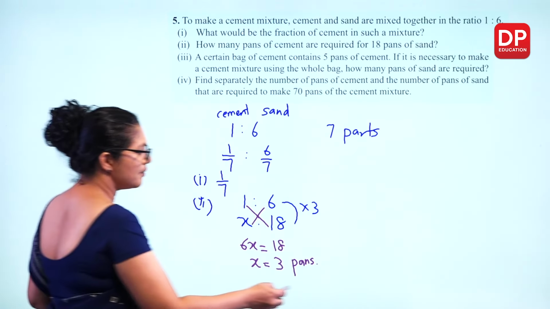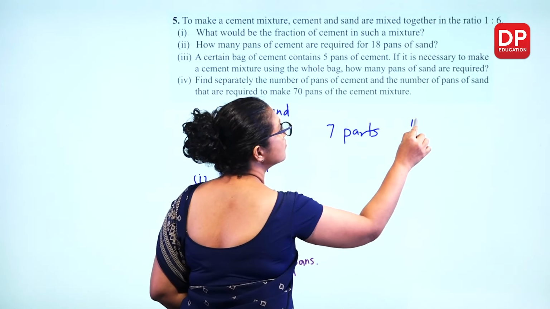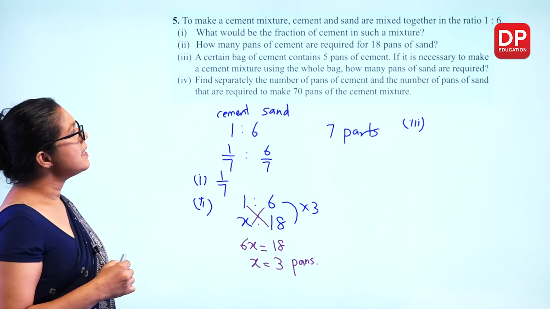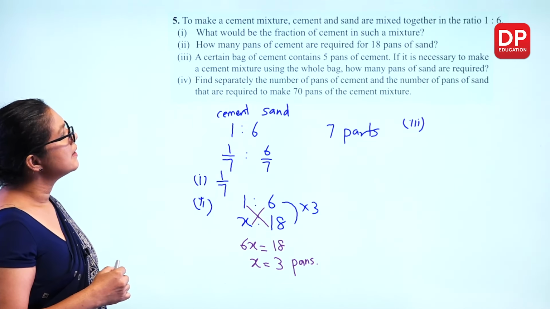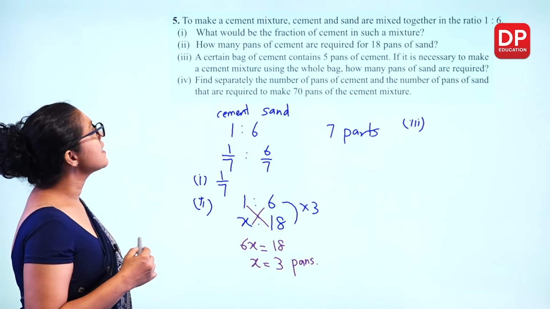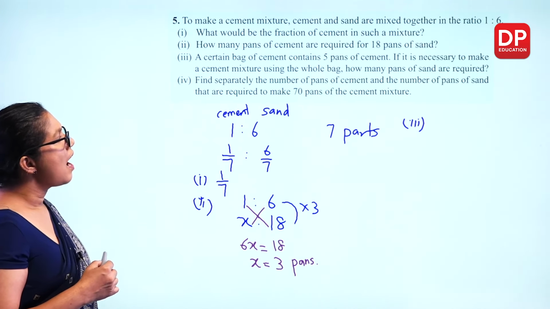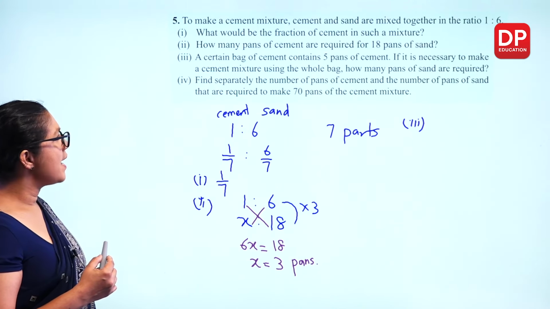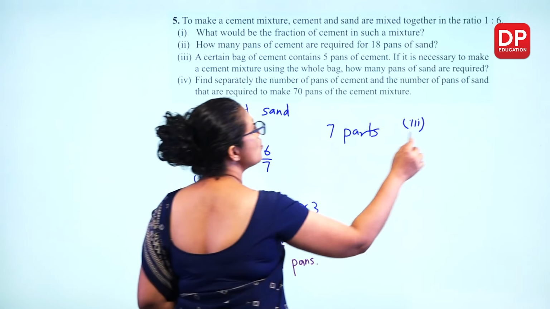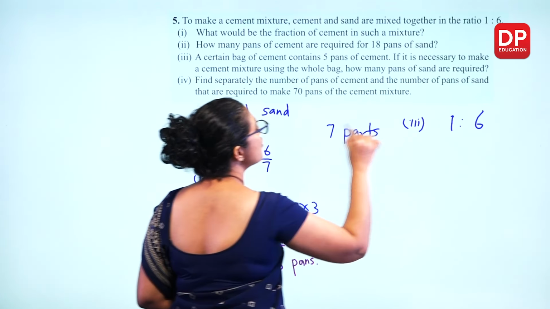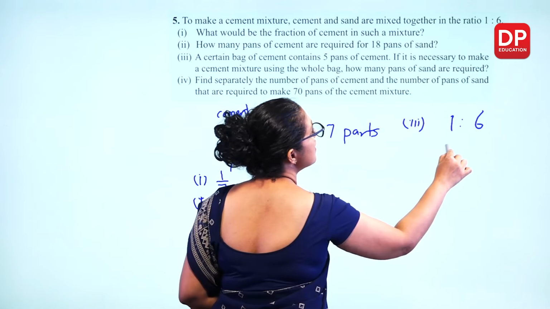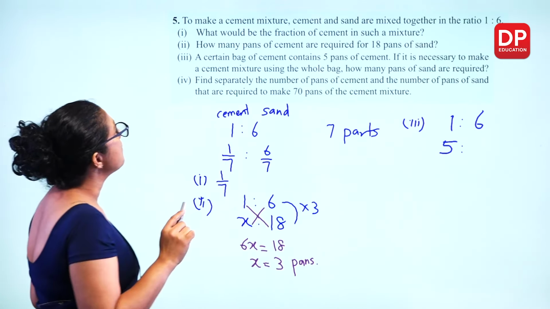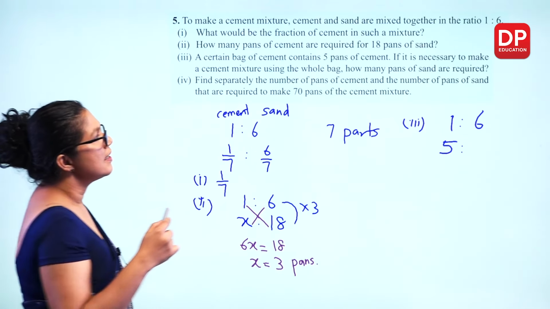Now look at the third one. A certain bag of cement contains 5 pans of cement. If it is necessary to make a cement mixture using the whole bag, how many pans of sand are required? So in the bag there are 5 pans of cement. We know the cement to sand ratio is 1 to 6. Now the cement is 5 pans, so you're asking how many pans you need from sand.